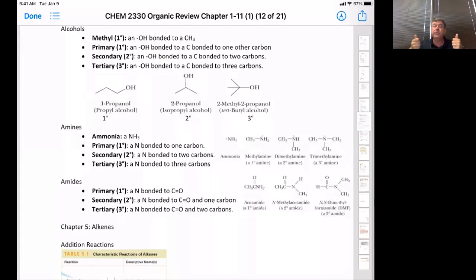Okay. Again, this is for the final, but we have some nomenclature that we use in the system. We have aldehydes and ketones and carboxylic acids.